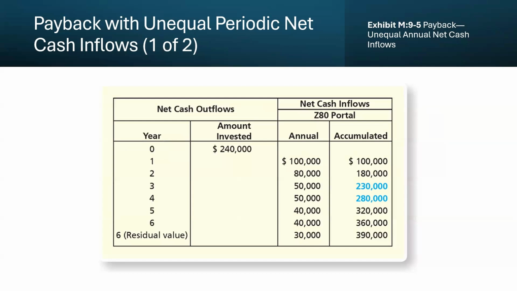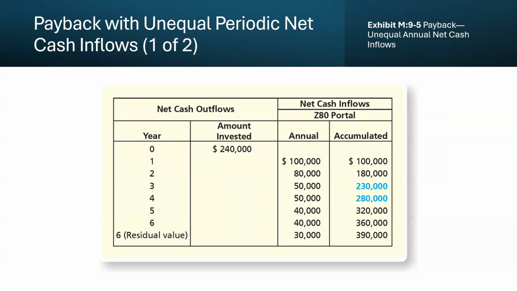Year one, $100,000. Year two, $80,000. Year three, $50,000. Year four, $50,000. Years 5 and 6, you see $40,000. So here, the residual value at the end of year 6 is $30,000.